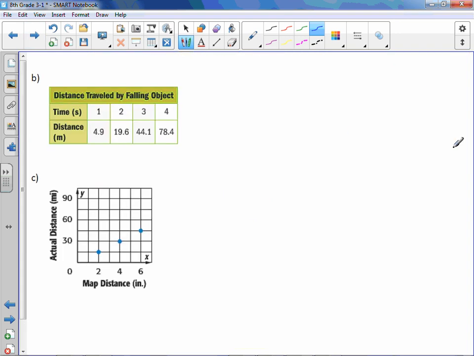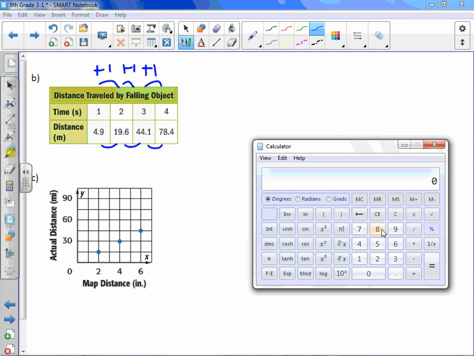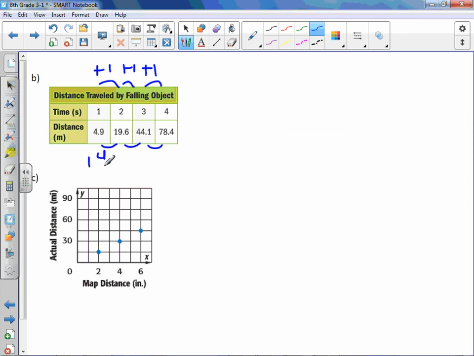Letter B. Again, I want to know if it's linear and proportional. So we need to find the pattern in our distance and in our time. Our time is easy. We'll start with that one. That goes up by 1 every time. Now to figure out how much it goes up by, you can absolutely use a calculator and subtract. So 19.6 minus 4.9 is 14.7. That goes up.